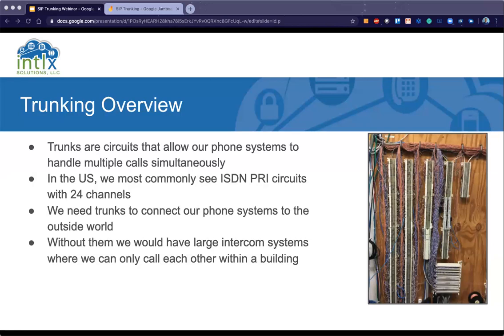Normally in the U.S., what we have here is ISDN PRI circuits. Technically, ISDN PRI is a protocol. They're delivered over T1 circuits, as you're probably familiar with. And these circuits definitely have some limitations. But the real gist here is that in order to make a phone call, we need a trunk. If we want to make a phone call outside of our phone system, we need a trunk and we need a channel on that trunk.